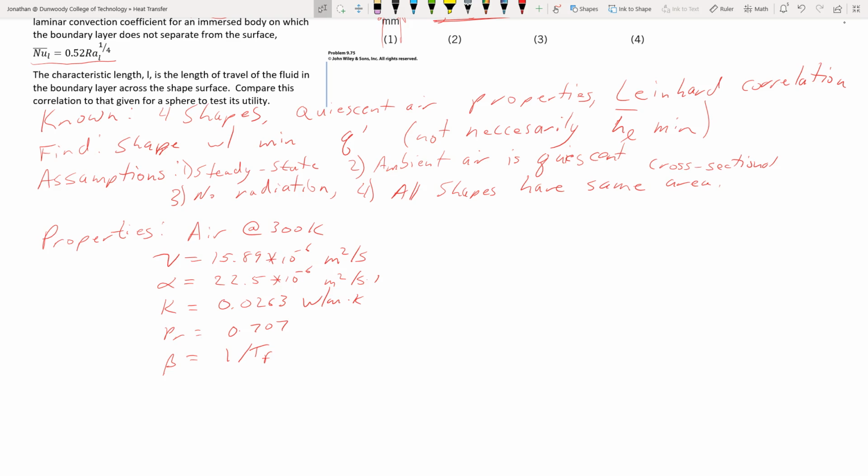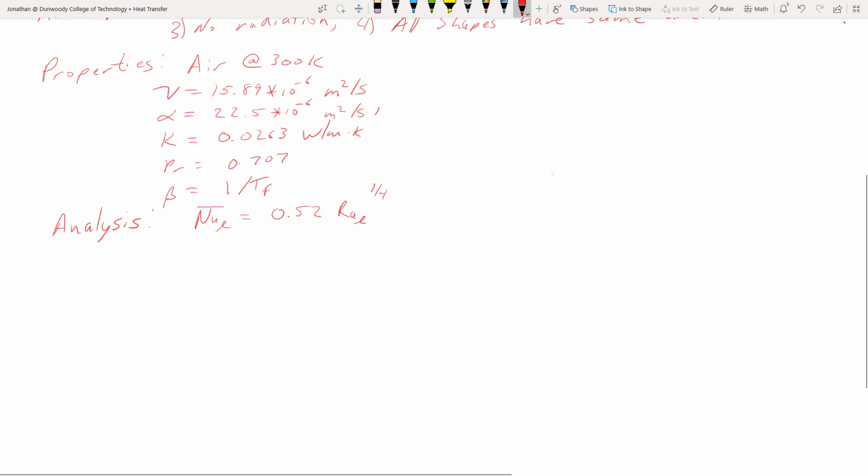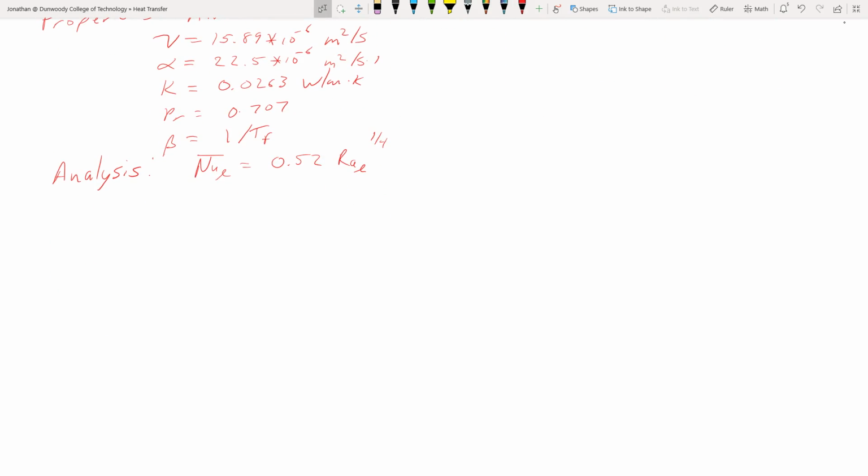So we have that Lienhard correlation. What else are we going to need here? We're going to need to find a few things, right? Let me rewrite the Lienhard correlation again for just a moment: 0.52 times the Rayleigh number based on L to the 1/4. Alright, so there we have that.